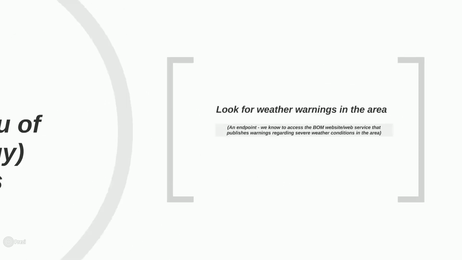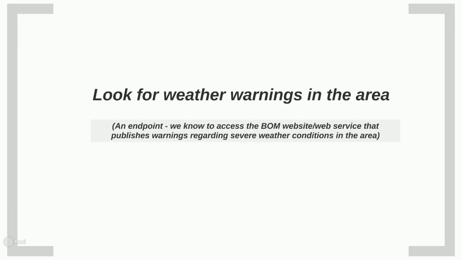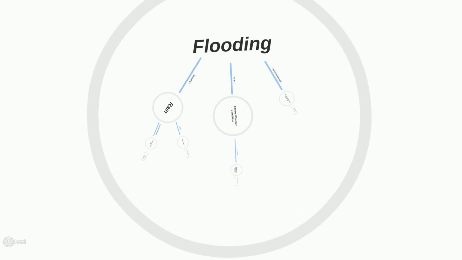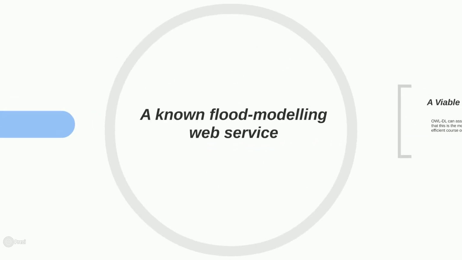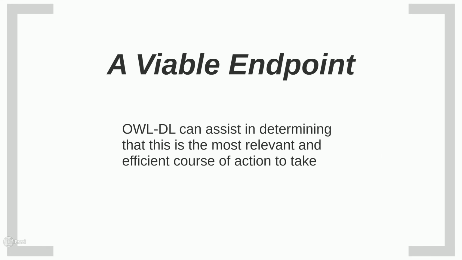This is another viable endpoint. We look for weather warnings in the area to identify if the user is in a potential flood zone. However, this isn't too useful for our initial query, which is how do we evacuate the flooded area? Once again, flooding can be predicted by flood modeling web services. And it so happens that the ontology has the location of one of these stored. OWL-DL is useful in that it can infer and deduce that this is the most relevant and efficient decision based on the nature of the query.